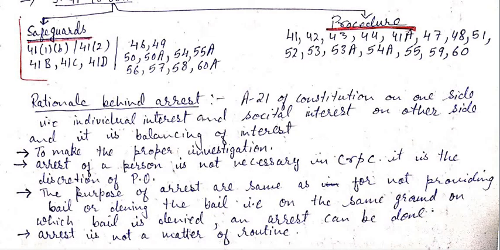So the question arose, why does a person get arrested? A person gets arrested because he is suspected of having committed the offense, and it is in the societal interest to find the culprit and punish him. So if a prima facie case is found against someone that he has committed an offense, then the investigation should be done in that case.